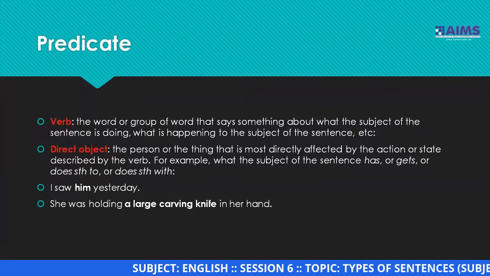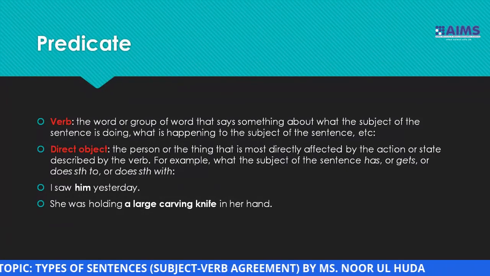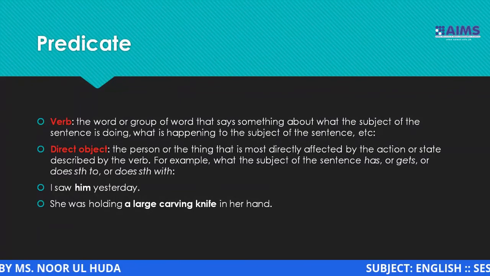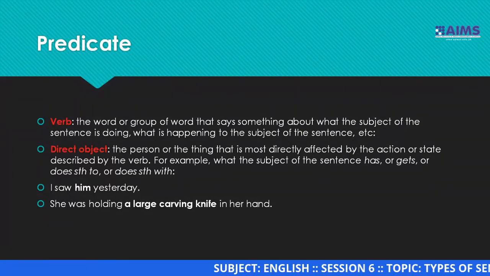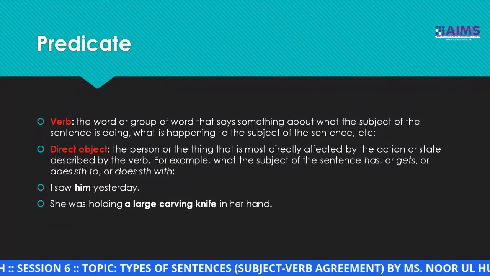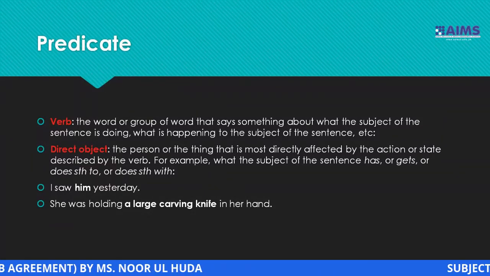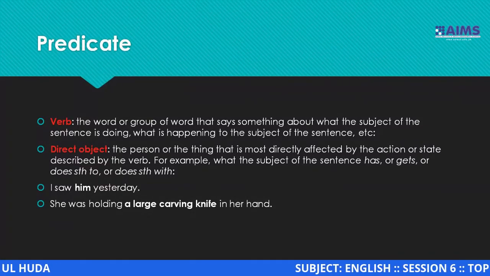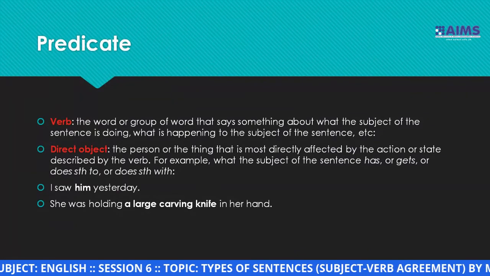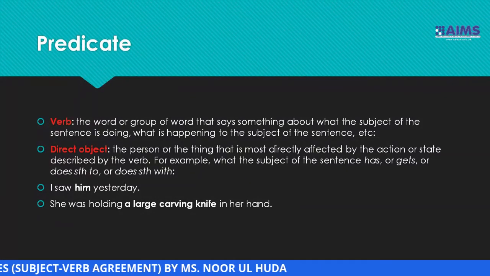Now, the word or the group of words that says something about what the subject of the sentence is doing and what is happening to the subject of the sentence. Obviously, the main verb. She wants to eat chocolate. So "wants" is a verb here. Similarly, they walk slowly. So "walk" is the verb here. And it could be: my mother is a teacher.